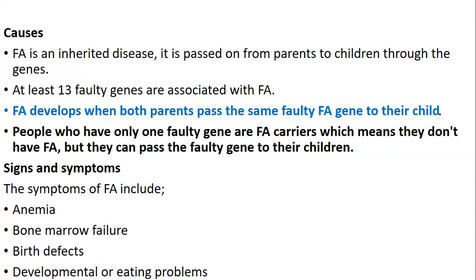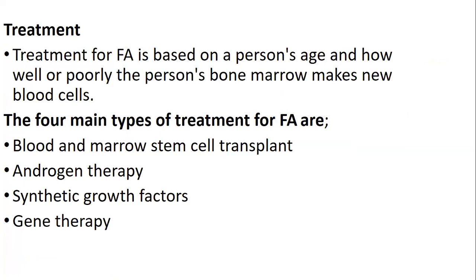Causes: it is inherited, and it has been traced to at least 13 genes associated with this type of anemia. It develops when both parents pass the same gene to their child, which we have already explained, so the child comes from two carrier parents. People who have only one copy will be carriers. Signs and symptoms of Fanconi anemia include the general symptoms of anemia, which we have already explained, as well as bone marrow failure, birth defects, and developmental and eating problems.